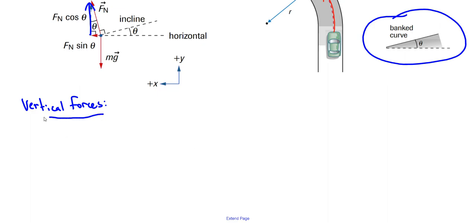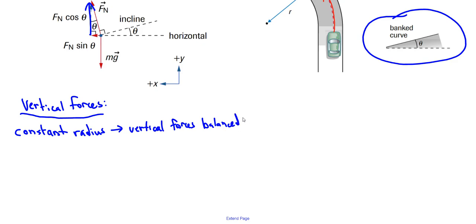So we say, okay, with vertical forces, if we see this word constant radius, that's going to tell us that the vertical forces are balanced. And we can actually write that mathematically, right? If the vertical forces are balanced, we'll say the net force in the y direction is going to be equal to the sum of forces in the y direction. And if the forces are balanced, our net force is zero. So our net force in the y direction is zero. The forces are balanced. Let's write down the sum of our forces here in the y direction. We say, okay, in the y direction, we got this upwards force, Fn cos theta. Okay, that's one of them.